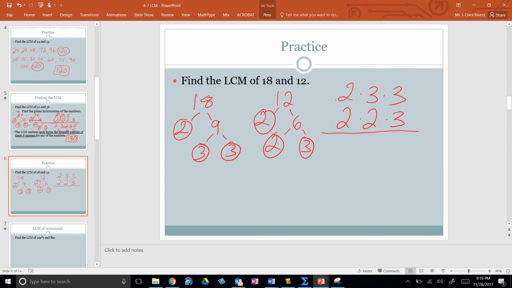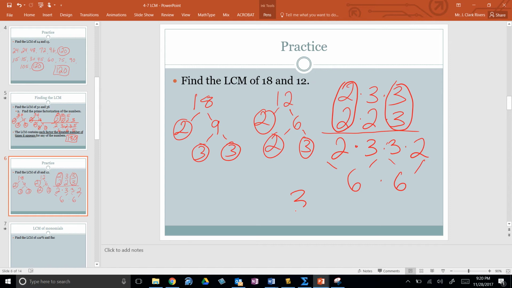I've got a pair of 2's, so I'll copy that down once. I've got a pair of 3's. I'll copy that down once. And then all this other stuff gets multiplied as well. So a 3 and a 2 is what's left over. So times 3 times 2. So there you go. 2 multiplied by 3, that is 6. 3 multiplied by 2, that is 6. 6 times 6, you should have gotten 36 for your LCM of 18 and 12.